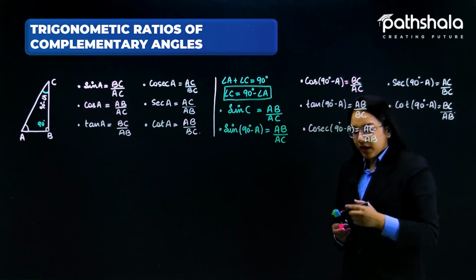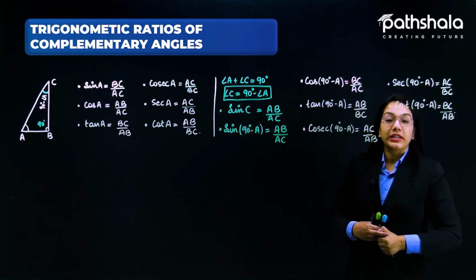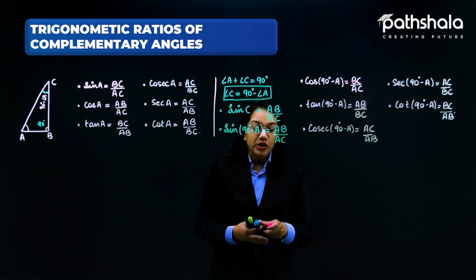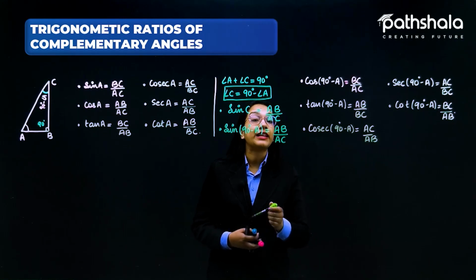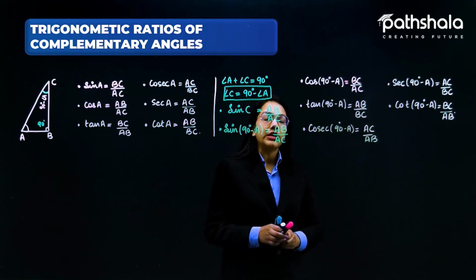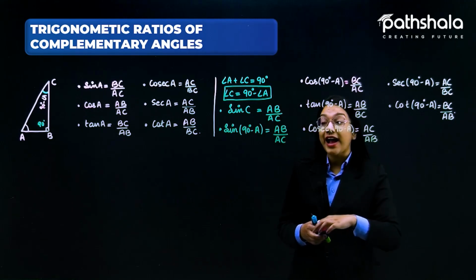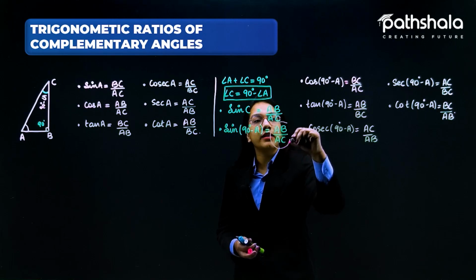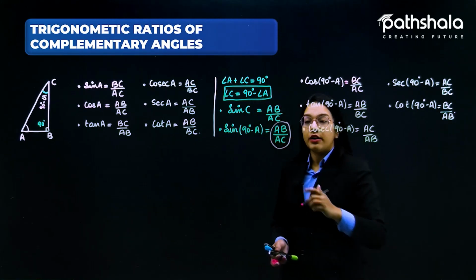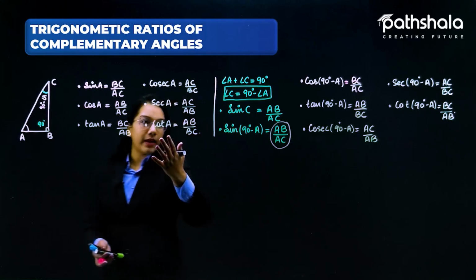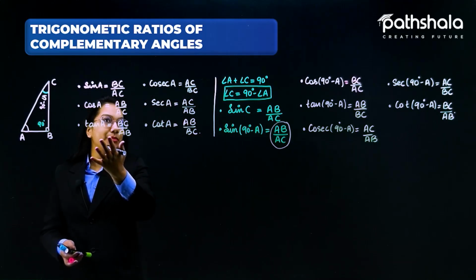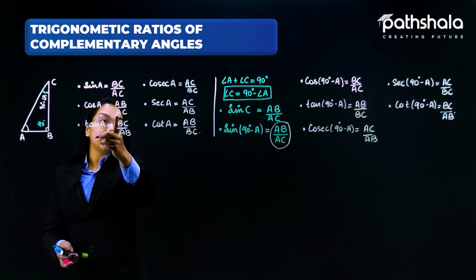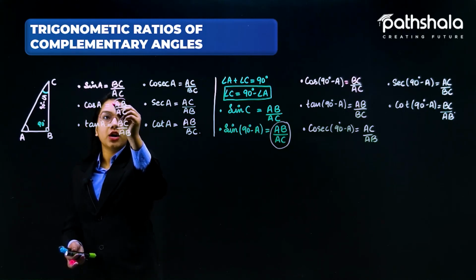Now we can see a very important fact over here. Let's compare these trigonometric ratios and these trigonometric ratios. First, sin 90 minus A is equal to AB by AC. Now let's look for the ratio AB by AC over here. Where is AB by AC? As you can see, AB by AC is this particular ratio over here.